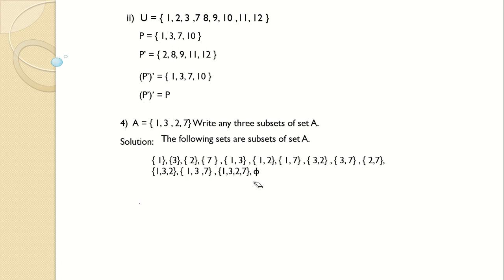Now the last one is an empty set. It is a sign called as phi. In the earlier videos I have explained to you, it is a sign for an empty set. We show empty curly braces or sign called as phi. It means empty set. An empty set is a subset of every set.